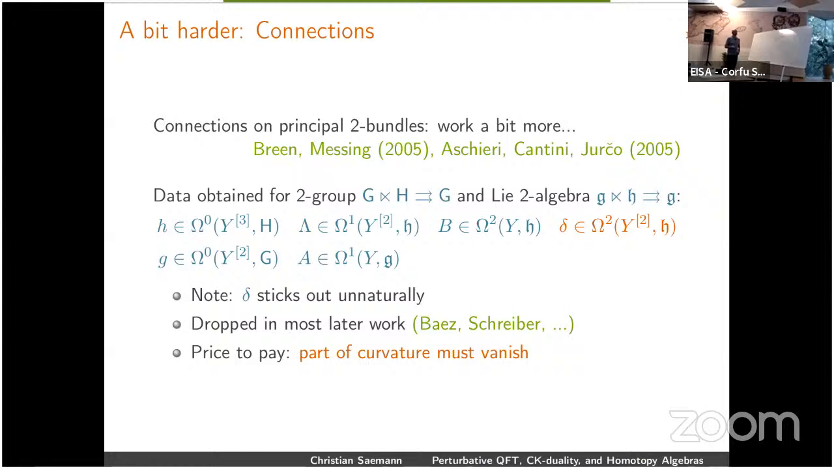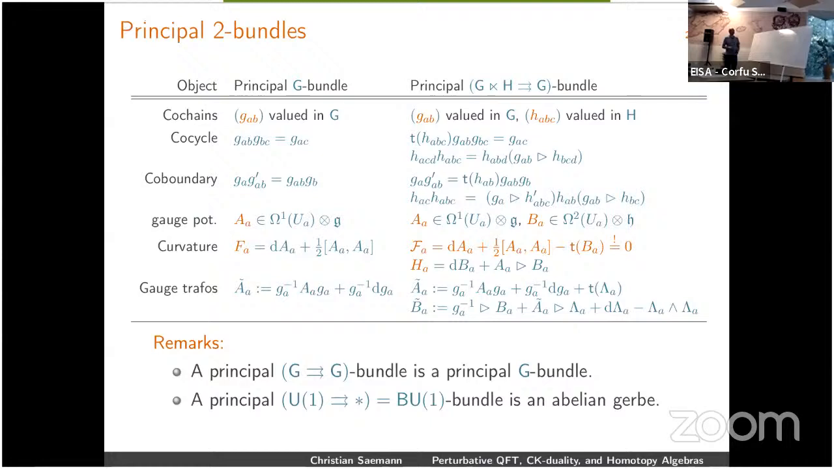And in later work, by Waldorf, Schreiber, and so on, everybody who ran with this higher gauge theory, they indeed dropped it. But there's a little bit of a price to pay, namely that part of the curvature needs to vanish. And this is the source of a few issues. This is just to flash again that you can write down explicit cocycle relations for all of this. And this all comes out, and you get principal bundles as special cases and abelian gerbes as special cases, right? So this formalism is a generalization of abelian gerbes, principal bundles, and indeed just non-abelian gerbes.